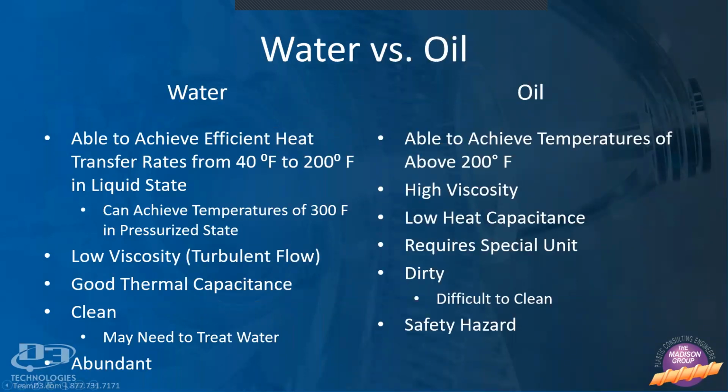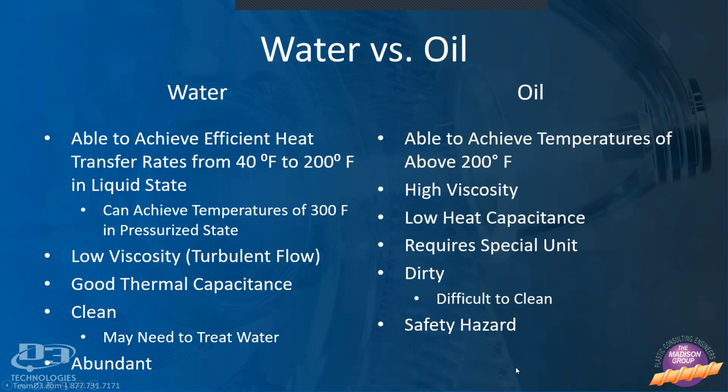When we look at our coolant medias, we have water and we have oil. And so what we'd like to do is use water as a material. It has a nice low viscosity that allows us to achieve turbulent flow. If we pressurize it, we can get up to 300 degrees Fahrenheit water temperatures to heat our molds. It's also a very clean coolant media, and it's abundant. Everybody has access to water for the most part, so it's very easily done.